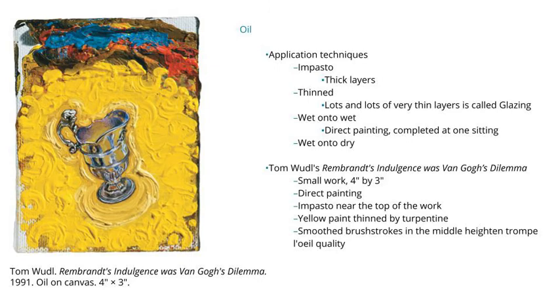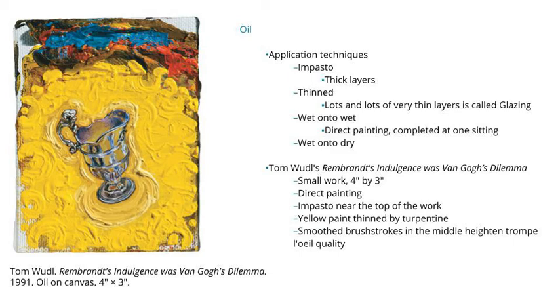Now here is another example so that we can look at the application techniques of oil paint. So there is impasto, which is when you put really thick layers and you can really see the brush strokes come up off of the canvas. Then you can also do thinned application of oil paint. And like I said earlier, lots and lots of very thin layers is called glazing.